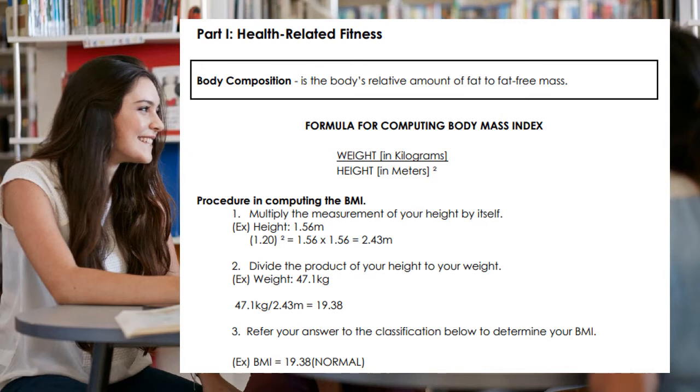Then, divide your weight by the product of your height. Example, our weight is 47.1 kilograms. So, 47.1 kilograms divided by 2.43 is equal to 19.38. Number 3, refer your answer to the classification below to determine your BMI. Our BMI is 19.38, which is normal.